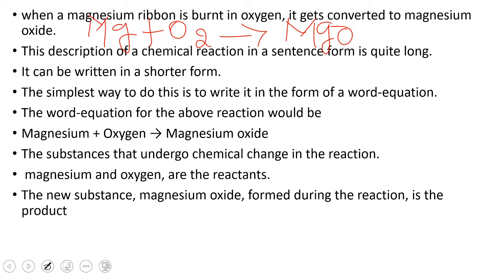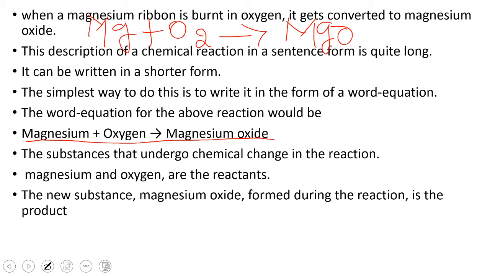So we can write it in a short form, which we call a word equation. This is called a sentence, and this is called a word equation, that is, magnesium reacts with oxygen to give rise to magnesium oxide, right? So this is called a word equation. Chemical reactions can be written in the form of word equations, and if you observe in this word equation, what I have written is magnesium plus oxygen, and I have given an arrow mark where I have written magnesium oxide.